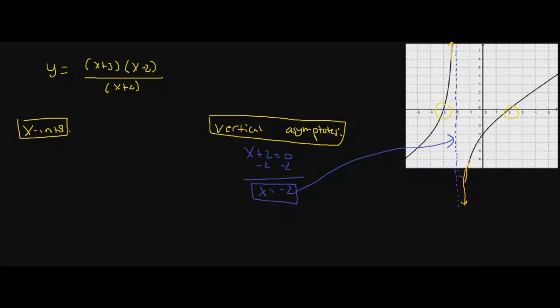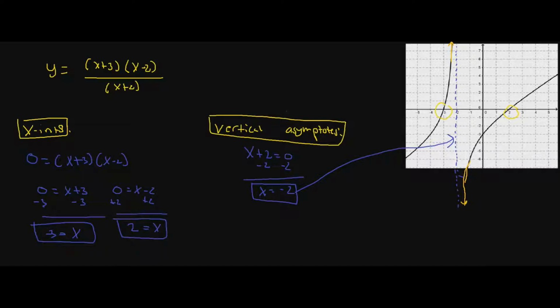All right, so now to find the x-intercepts, we just focus on the numerator and set it equal to 0: x plus 3 and x minus 2. Now we set both of them individually. For x plus 3, we subtract 3 from both sides, and we get that x is equal to -3. And over here, for x minus 2, we add 2 to both sides, and we get that x is equal to 2.